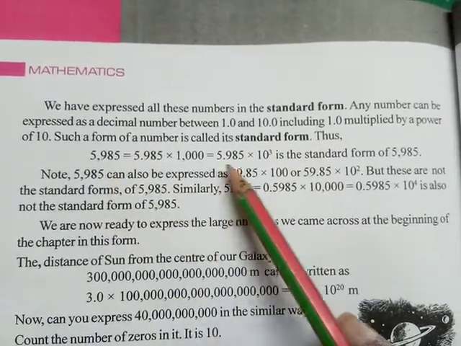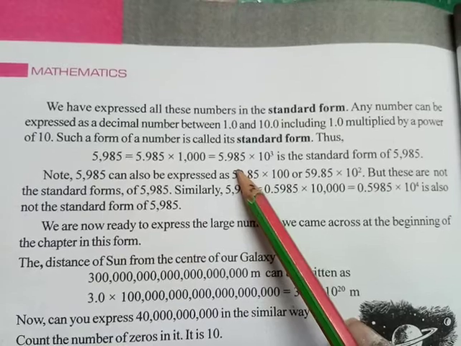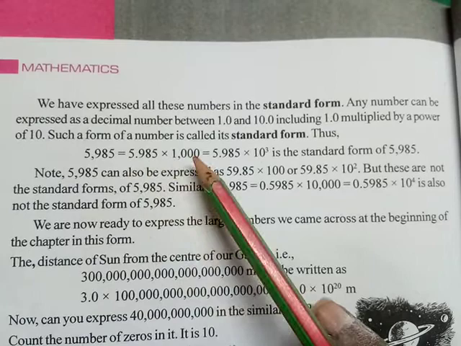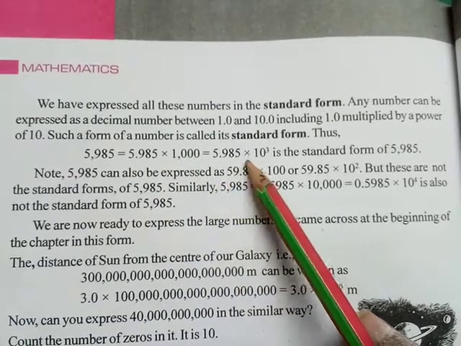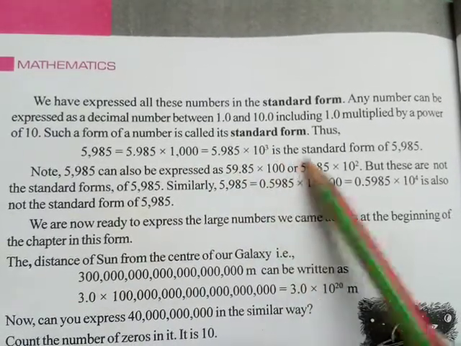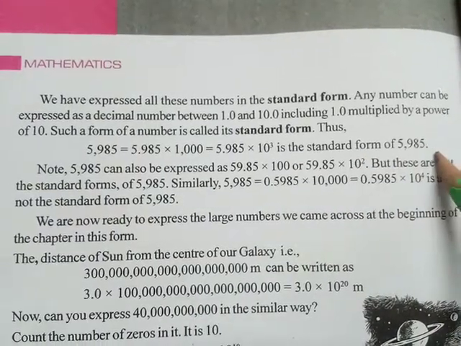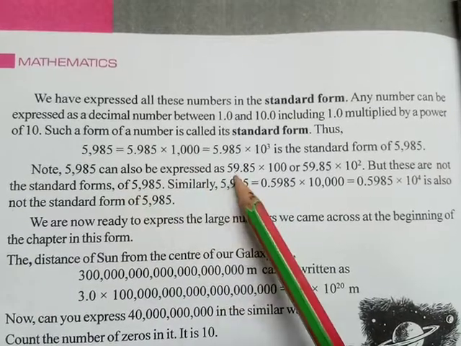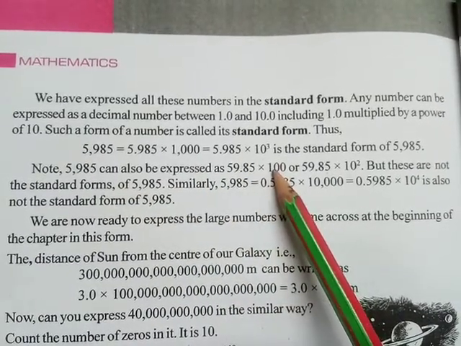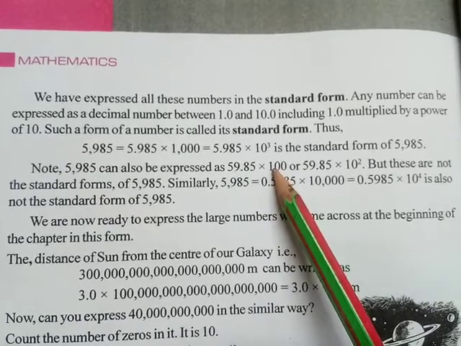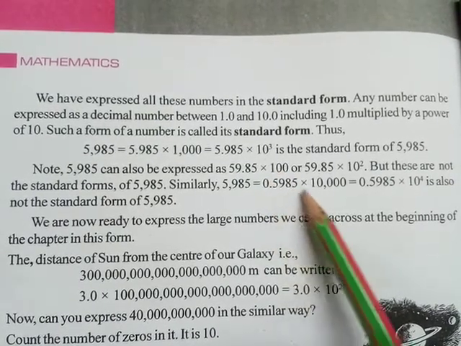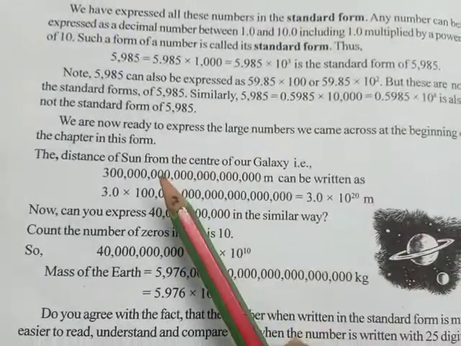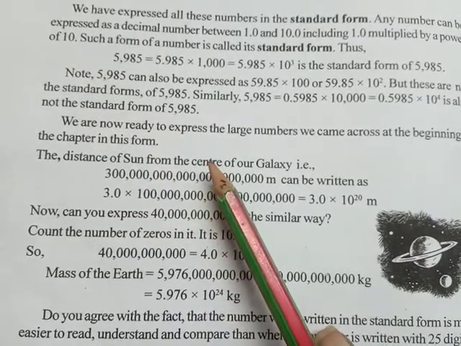For example, this example we have discussed, 5985, we can represent it as 5.985 into 1000, which is equal to 5.985 into 10 power 3. This is the standard form of 5985. Note that we can also express this number like 59.85 into 100, but these are not the standard forms. We cannot express it as 0.5985 into 10 power 4. This is also not a standard form. So now we know how we can represent large numbers in terms of standard form.